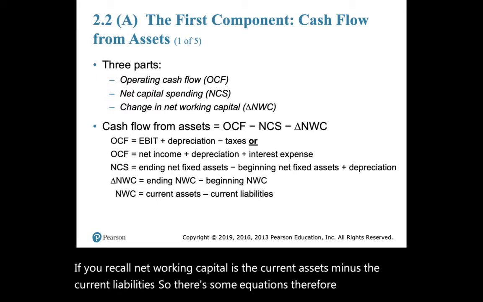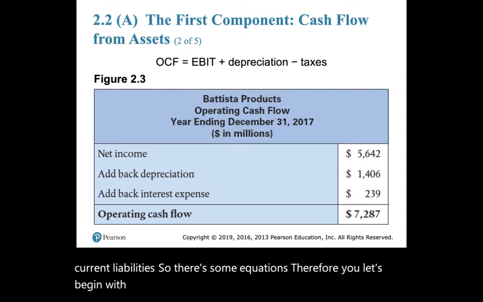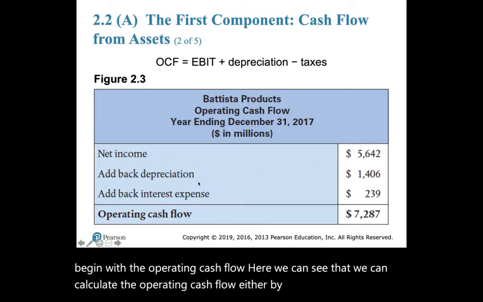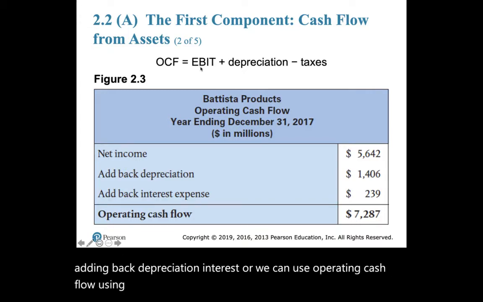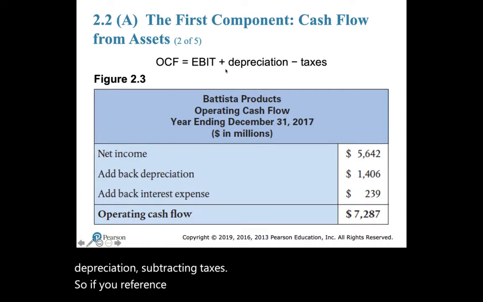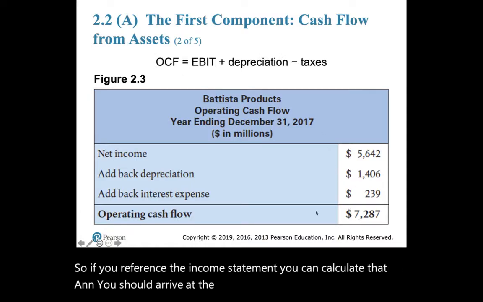Let's begin with the operating cash flow. Here we can see that we can calculate the operating cash flow either by taking the net income, adding back depreciation and interest, or we can use operating cash flow using the earnings before interest and taxes, adding depreciation, and subtracting taxes. So if you reference the income statement, you can calculate that and you should arrive at the same number. So that's how we calculate operating cash flow.